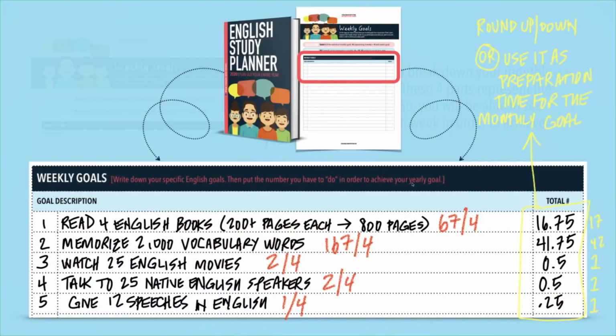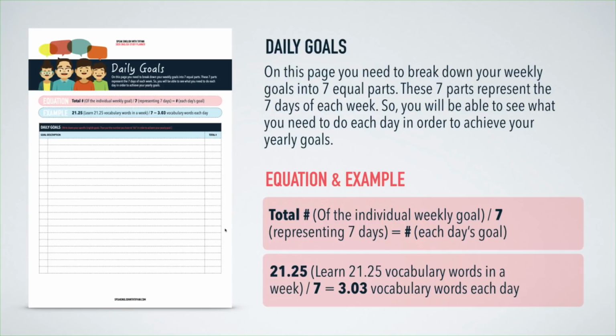But now we have one more step. We need to see the daily, okay? So again, going back to my screen, right? Remember, we're still in the first section, right? So here we go. Daily goals. On this page, you need to break down your weekly goals into 7 equal parts. These 7 parts represent the 7 days of each week. So you will be able to see what you need to do each day in order to achieve your yearly goals. Again, the equation, total number for the weekly goal divided by 7, representing 7 days, equals the number for each day. So again, from the previous example on the page, we had 21.25 divided by 7 equals 3.03.